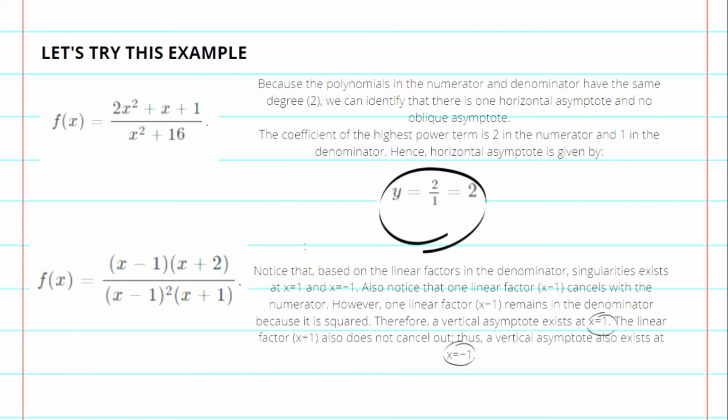Therefore, a vertical asymptote exists at x equals 1. The linear factor x plus 1 also does not cancel out. Thus, a vertical asymptote also exists at x equals negative 1.